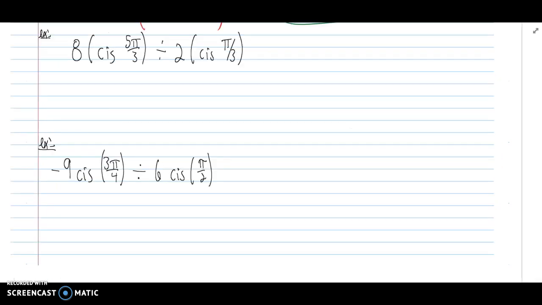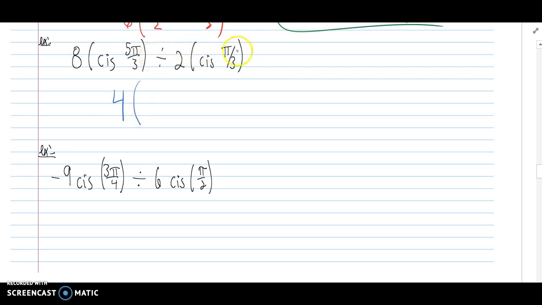First problem with division, and division is the inverse operation of multiplication. So when we divide, we actually divide the outside numbers. 8 divided by 2 is 4. And instead of adding the inside numbers, we would subtract them. So 5 pi over 3 minus 1 pi over 3 is 4 pi over 3. So this is what it's going to look like once we actually do the division.